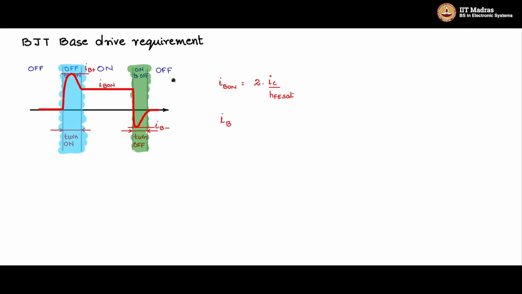Then IB plus, the turn on surge, that magnitude value will be 1.5 to 2 times IB on. And IB minus, the turn off negative magnitude, is 1.5 times IB on in magnitude. Now these are typical design guidelines. There is no formula for this. These are thumb rules, empirical in nature. They have worked for many designers all over the world, so it's a good starting value. You start with this design and then fine tune it from there on.